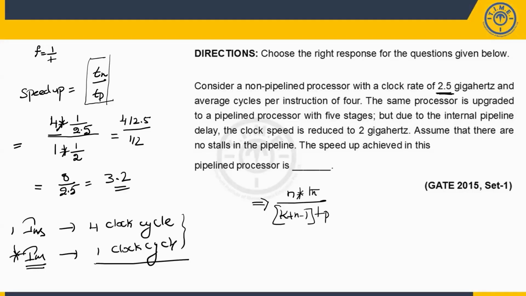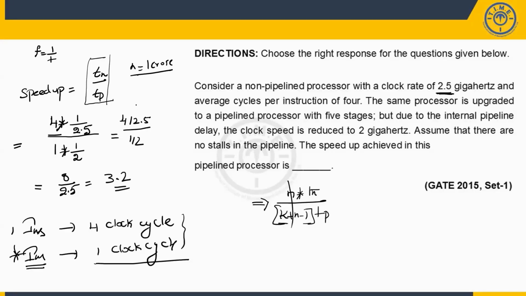into Tp. Even if you simplify, these two will get cancelled because the difference between n and k plus n minus 1 is only k minus 1. If n is a greater value, k minus 1 will be small, since k is the number of segments. Let us say n is equal to 1 crore. What is n? Number of instructions.